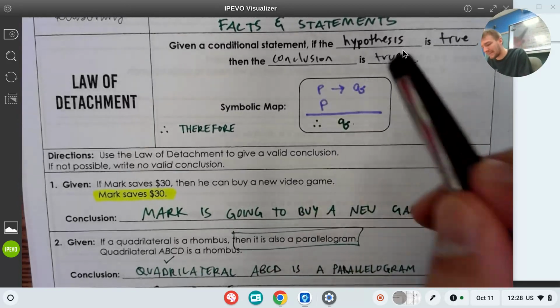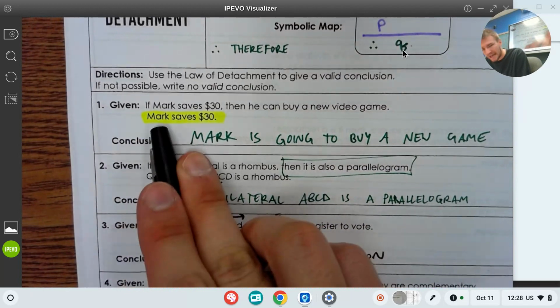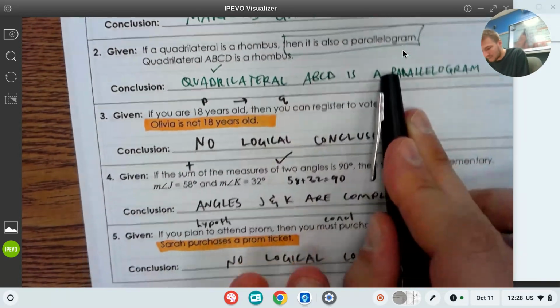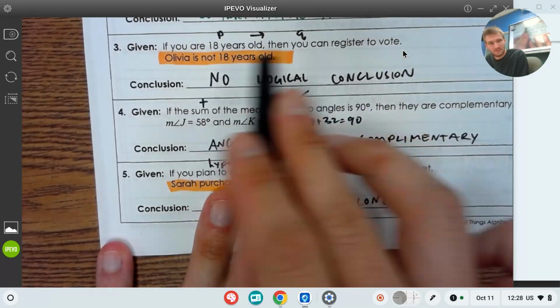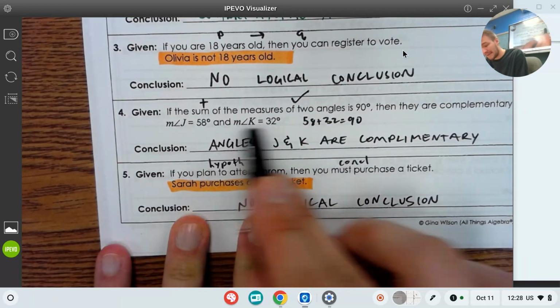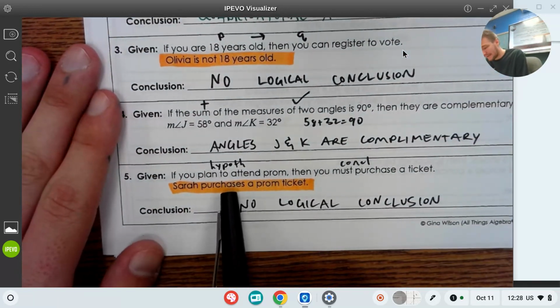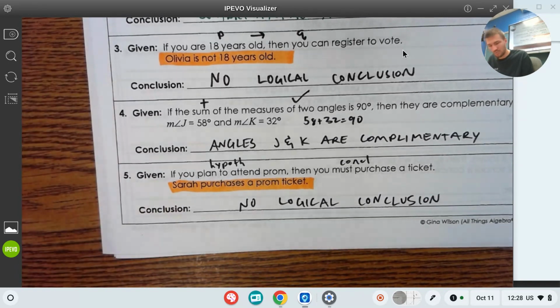If P happens, then Q happens, right? So we look at number 1. Did P happen? Yes. Q. We look at number 2. Did P happen? Yes. Q. We look at number 3. Did P happen? No. Stop. We're done. 4. Did P happen? Yes. Q. And the last one. Did P happen? No. P did not happen. This is talking about Q. And so, boom. We're done.